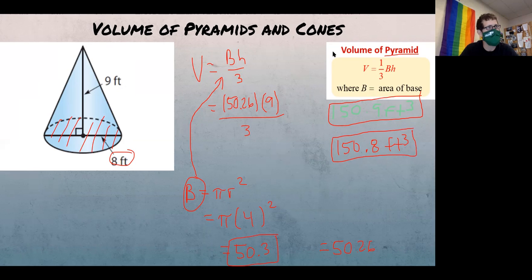With 150.9, you would not lose credit on the test for that. But for good mathematical practice, as you're getting into more and more math later, you might want to wait to round until you get to the very end of your problem. But either way works for me for right now. So with that, we've seen how to find the volume of a few different pyramids and cones. Let's look at one more solid.